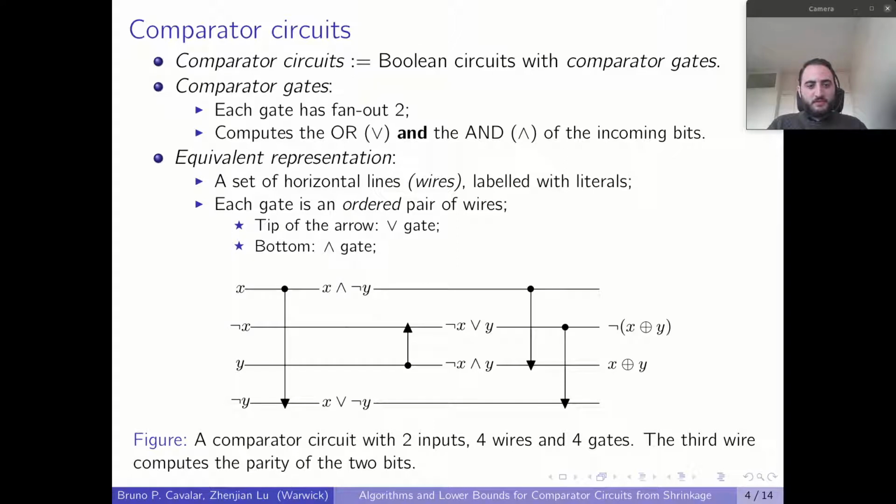An equivalent representation of comparator circuits is by means of this drawing as a set of horizontal lines, which we call wires, and they are labeled with literals. Okay, and each gate in this representation is basically an ordered pair of wires, which is represented as an arrow in this drawing. At the tip of the arrow is the OR gate, and the bottom of the arrow is the AND gate. In this particular figure, we can see a comparator circuit with 2 inputs, 4 wires, and 4 gates, and in which the third wire computes the parity of the 2 bits.